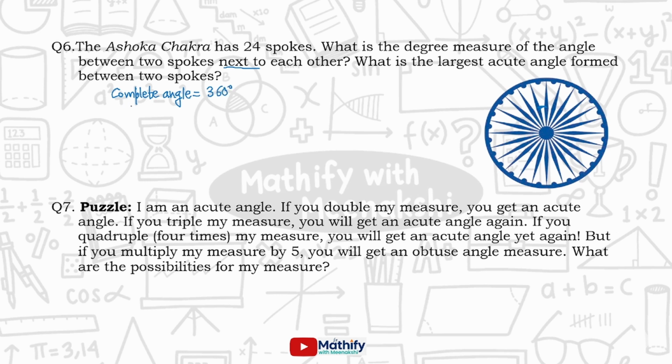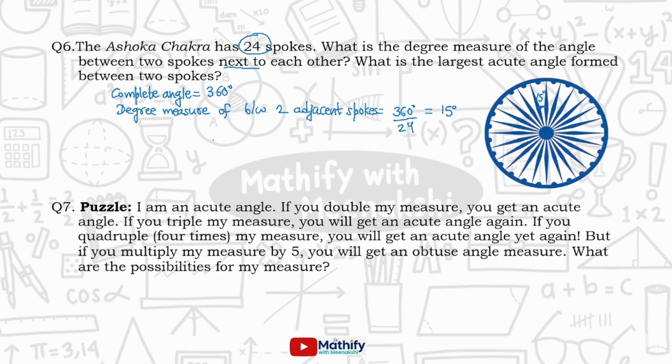They are saying that you have to find the degree measure between two adjacent spokes. So just see how many spokes we have. We have total 24 spokes. So we have to divide that 360 by 24. So that means it's 15 degree. So here it's 15 degree. Between any two adjacent spokes, the angle is 15 degree.